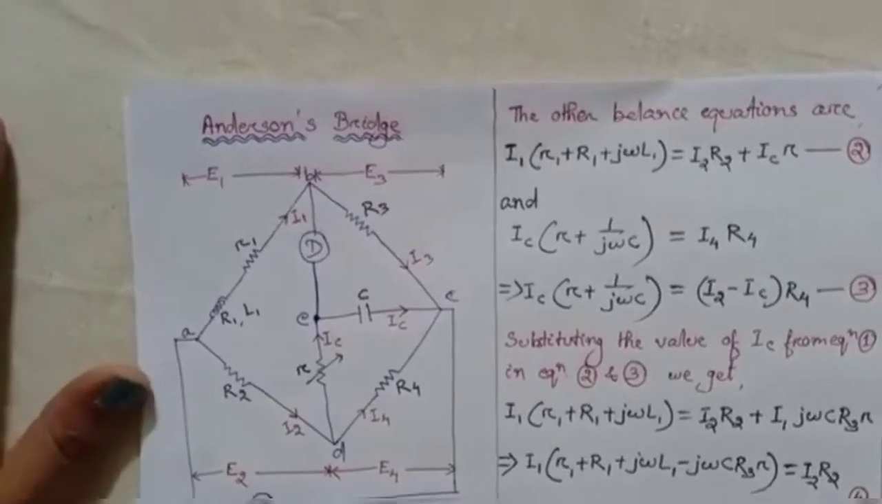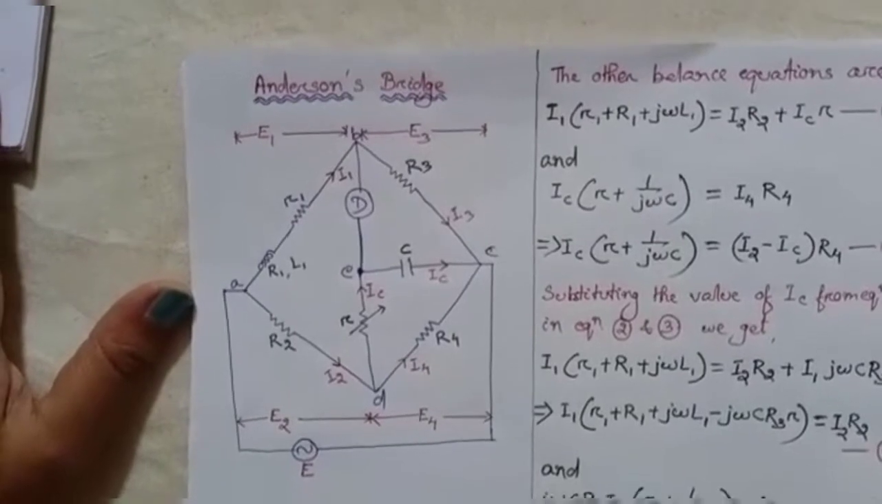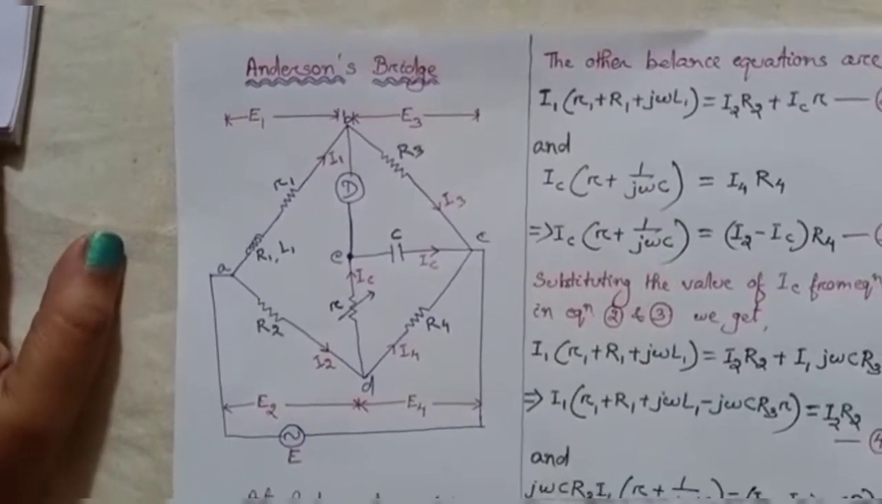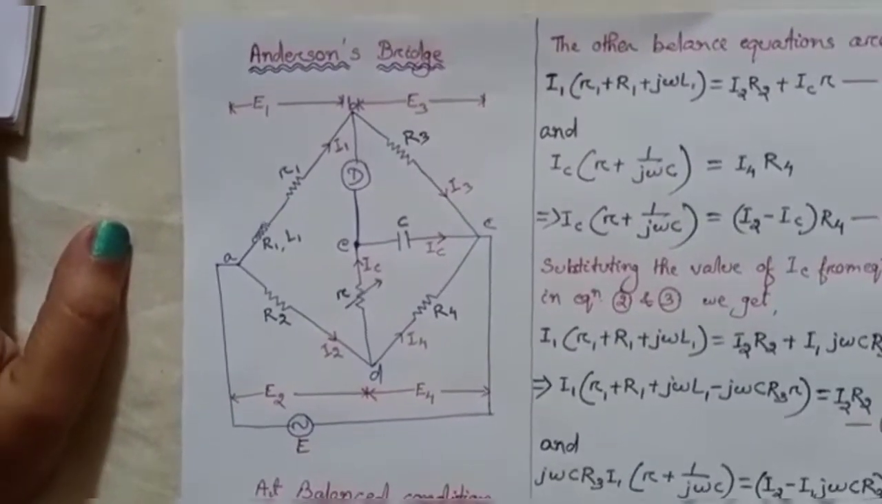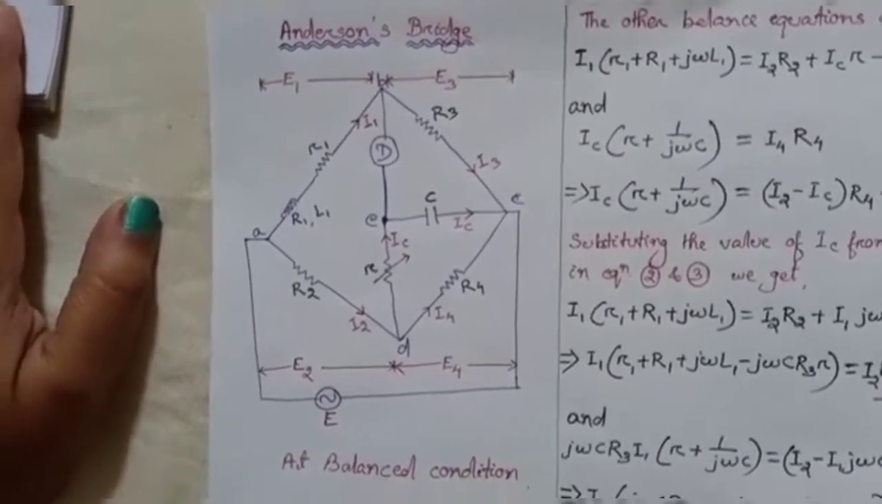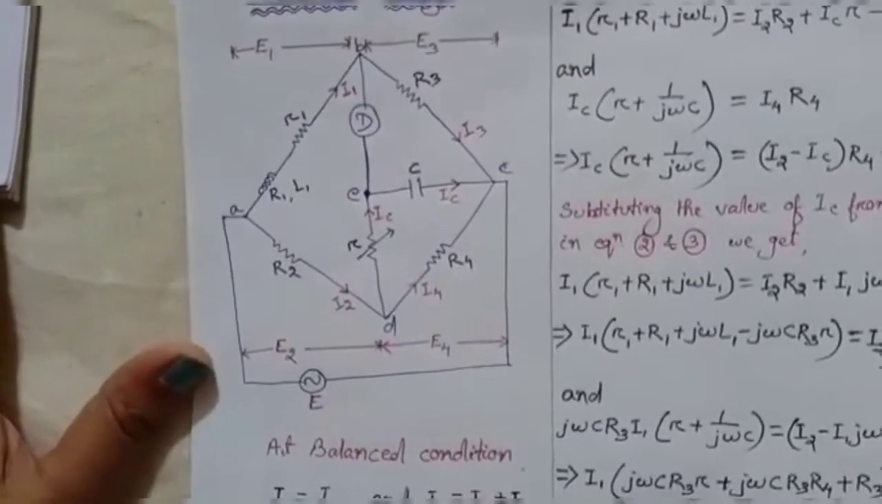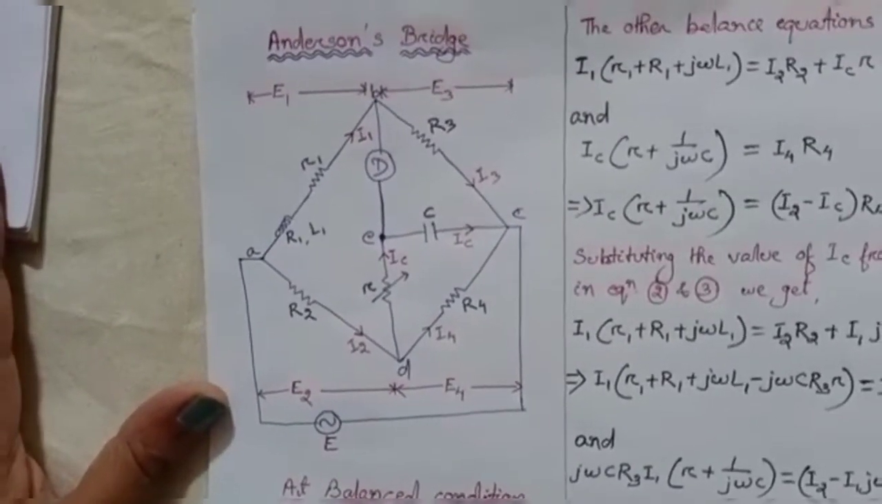Everyone, today we will study Anderson's bridge. This bridge is also used for measurement of unknown inductance. But this bridge is somehow different from all other bridges because it has 5 nodes, so it is somewhat difficult compared to other bridges. So now let's start the discussion.